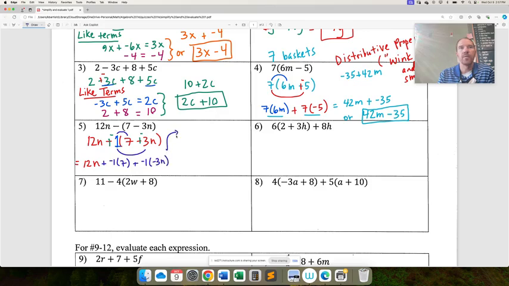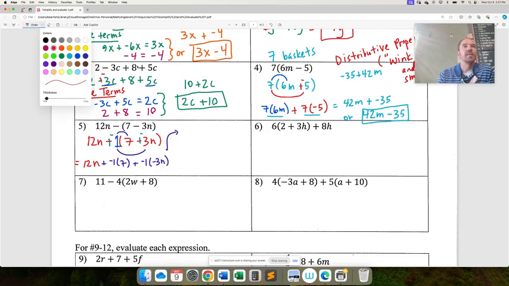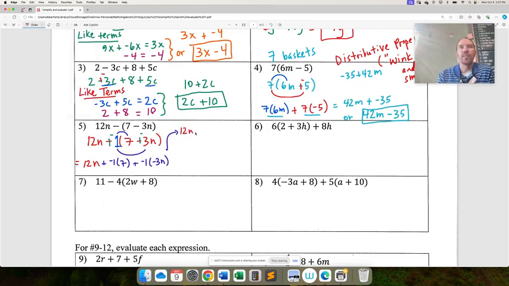Okay, and I'll scoot my work up here. So the 12n is waiting. Let's see here. Plus negative 1 times 7 is a negative 7 there. And plus a negative 1 times negative 3n, that's going to be a positive 3n. Okay. And now I can combine my like terms. If I'm telling a silly story, now I'm at, I don't know what n would be, napkins. I got 12 napkins. I owe $7, and then I have 3 napkins.